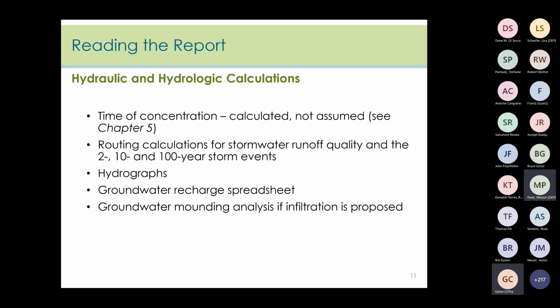The reviewer must be sure that the following calculations are included in the report. Time of concentration, as was discussed in Module 2 by Anthony, is essential to characterizing a site. Time of concentration must be calculated and included in the report. Some permittees may require that this information be submitted on a CD so that it can be checked. No matter the format, though, it's important to include all this information, and that includes storm routings, hydrographs, the groundwater recharge spreadsheet, the mounding analysis, if it's applicable, and water quality calculations, and just make sure it matches what's on the plans.